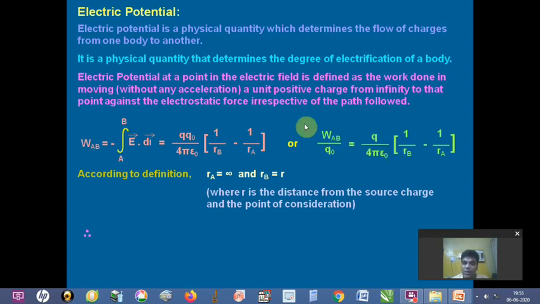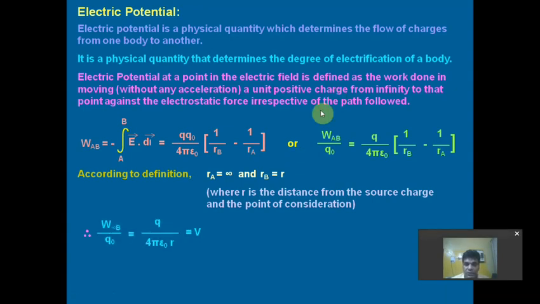That means we have derived an expression for the scalar potential. Scalar potential means v is equal to w infinity b by q naught. This is the expression for the scalar potential. So here q naught is a test charge.